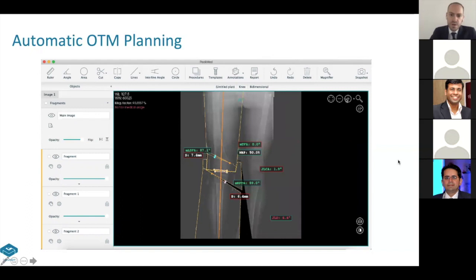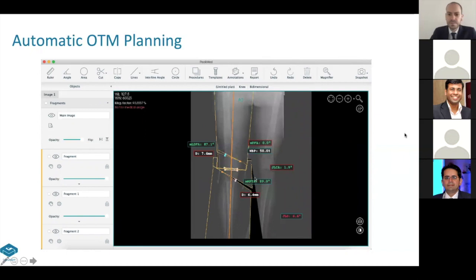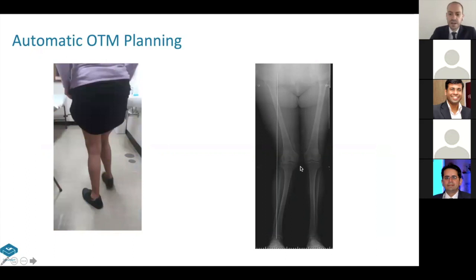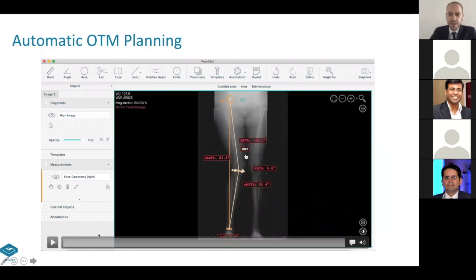Okay, now I will be showing you one more case. This is actually a patient of mine. She's 55 years old. She has a cafe. As you can see, it's a huge valgus. A lot of cartilage wear on the lateral side. So you see everything is at red, weight bearing line. You can't even see where it goes through here because it goes beyond the tibial plateau.